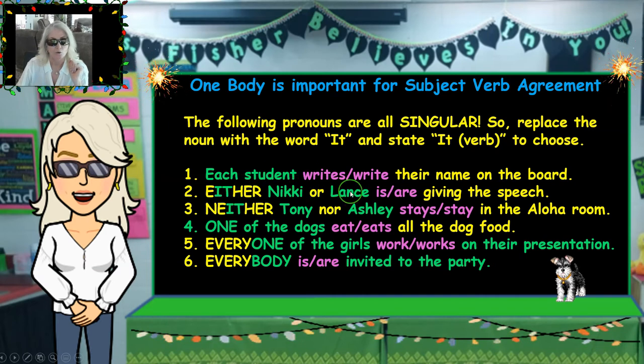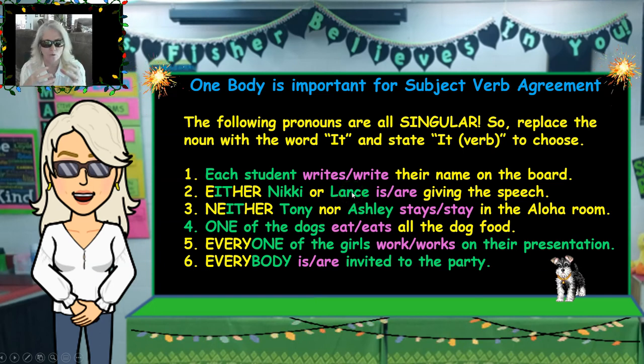Either Nikki or Lance. Now you might look at that and go, oh, look, it's lots of people, so it's more than one. No, when you see either, you have to ignore what comes after it, and it becomes singular. It is or are. Which one would you choose? On neither Tony nor Ashley, again, we have to ignore Tony or Ashley. Just have to look at it. So let's read the sentence. Neither Tony nor Ashley stays or stay in the Aloha room.